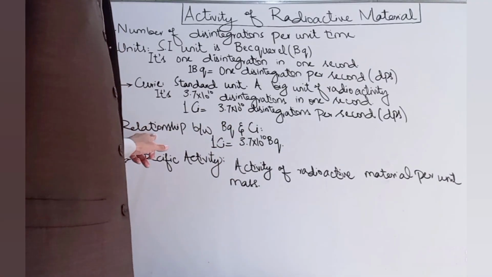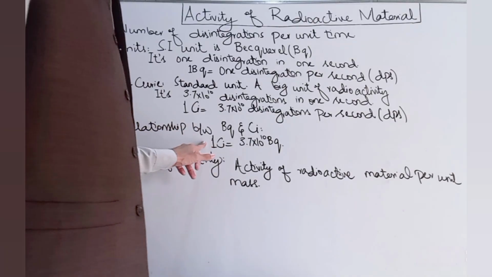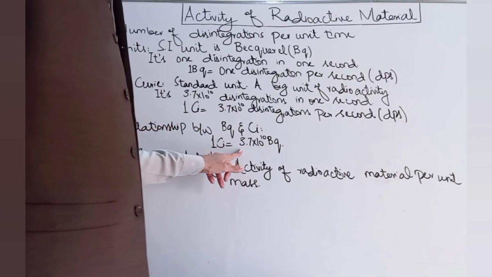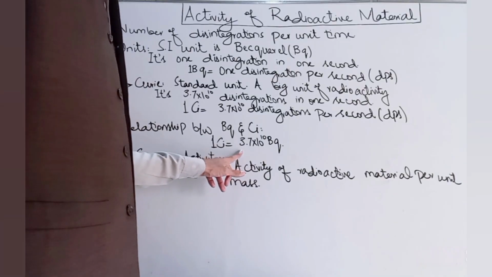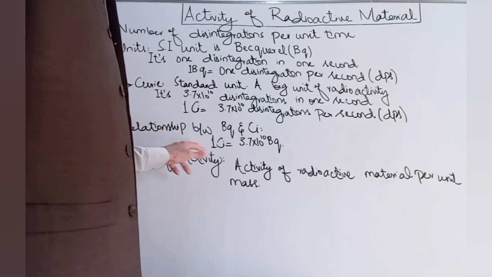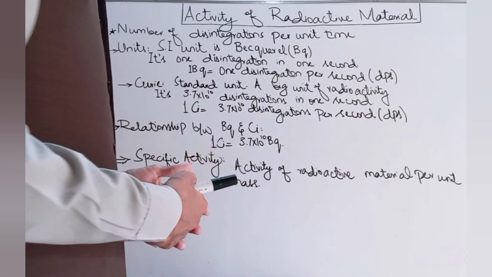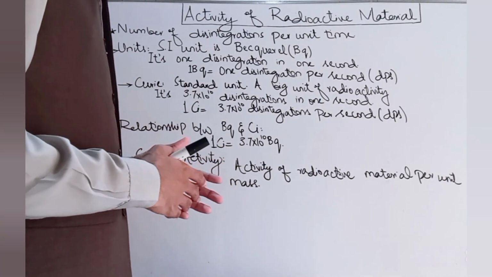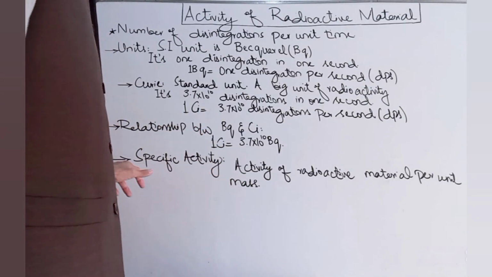The next and most important point is the relationship between Curie and Becquerel. 1 Curie is equal to 3.7 × 10^10 Becquerel. As I explained earlier, the time period is the same in both these units. The only difference is the number of disintegrations.